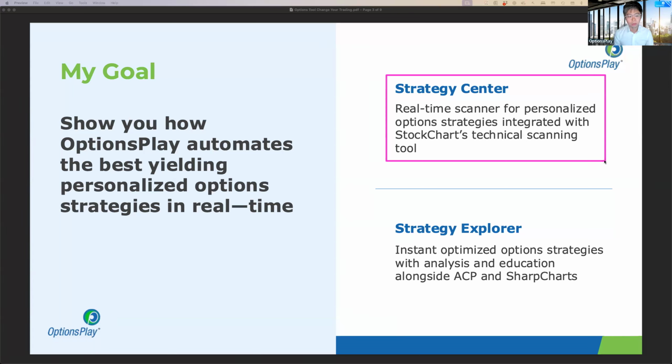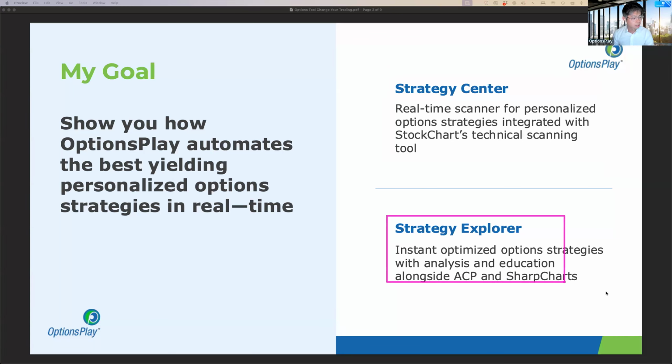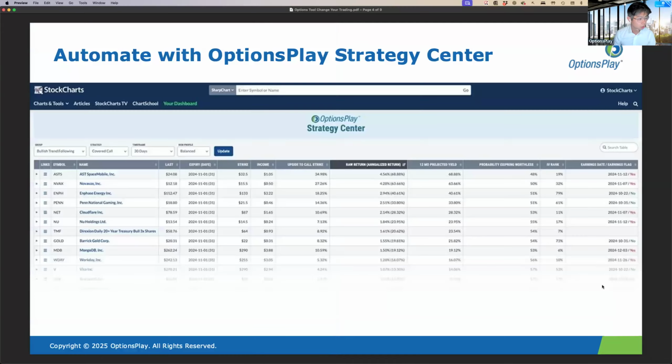and what we've automated, and how it can save you hours and hours of time every single time you're looking for a trade idea for options trading. And then we'll show you the Strategy Explorer. This is fully integrated into your ACP and SharpCharts, which I'm sure many of you are using for technical analysis here at stockcharts.com, and I'll show you how you can utilize the integration in your ACP and SharpCharts to optimize and find the specific strategy that might suit you for any stock or ETF that you have a view on.